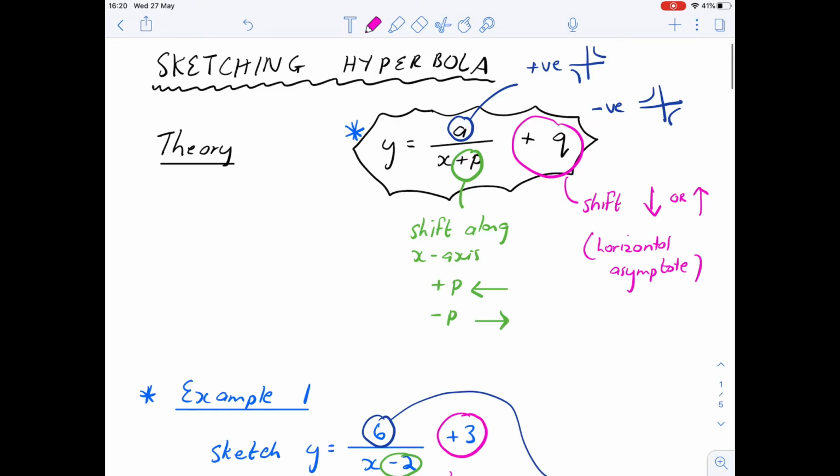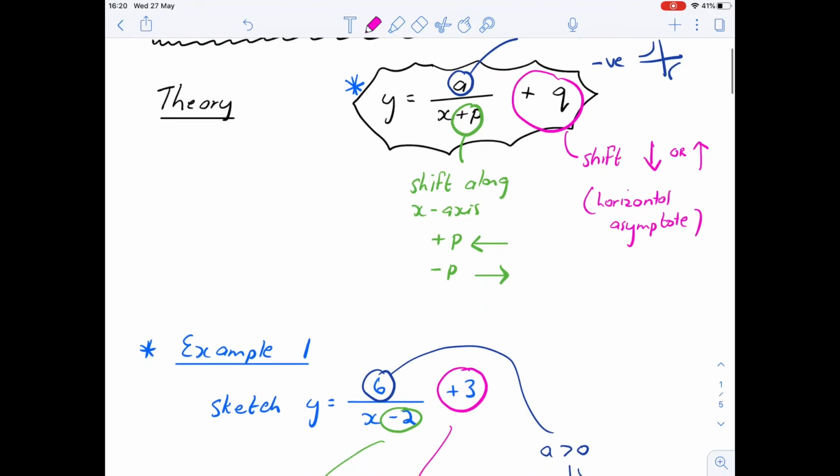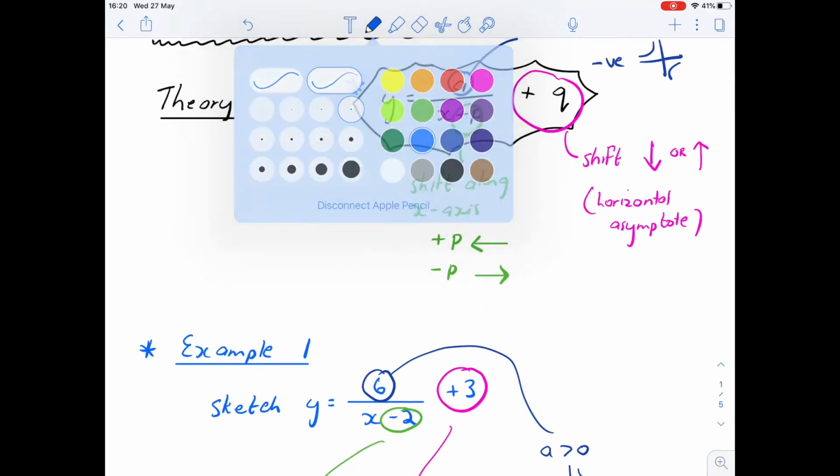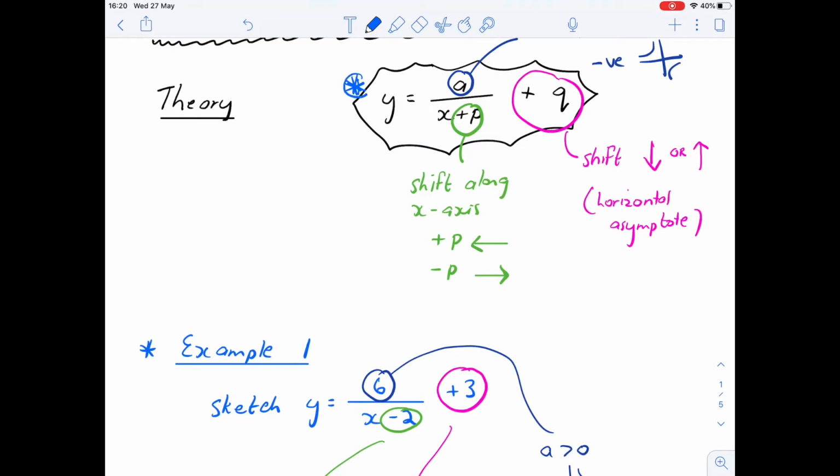Okay, so if we look at the theory, we've got our standard equation of any hyperbola over here, y equals a over x plus p plus q. Now, the first thing to take note of is this plus q, and that plus q always indicates whether the hyperbola shifts up or shifts down. So that really would indicate always your horizontal asymptote.